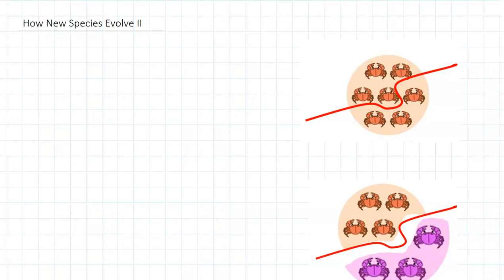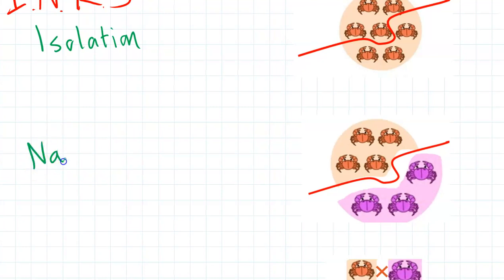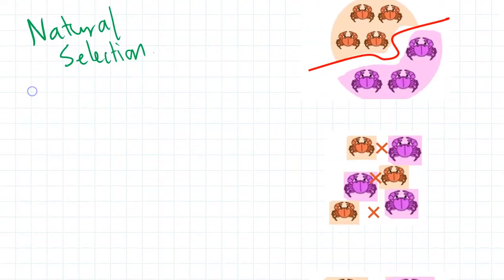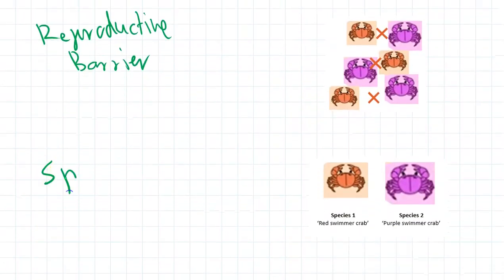Hey everybody, we've already learnt the steps involved in how new species evolve, and we use the acronym INRS, I-N-R-S, and INRS stood for isolation, then natural selection, then a reproductive barrier forming, and then speciation, which is basically the name for the whole process, where a new species has evolved.